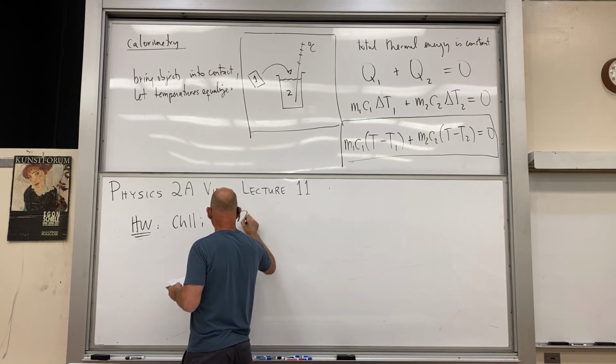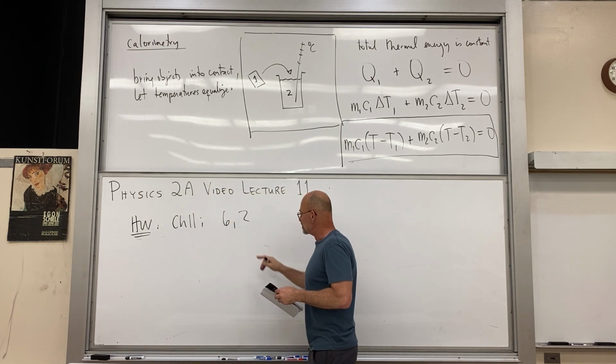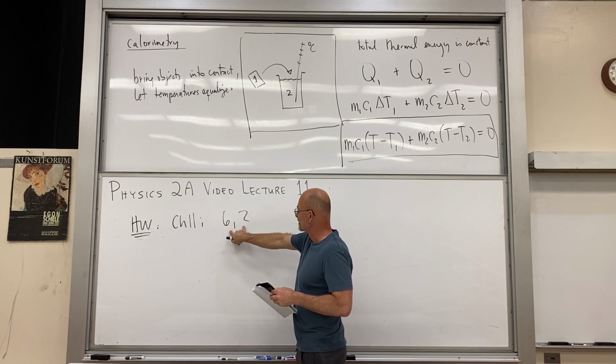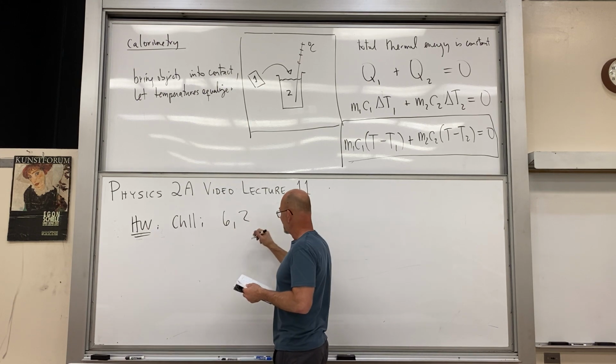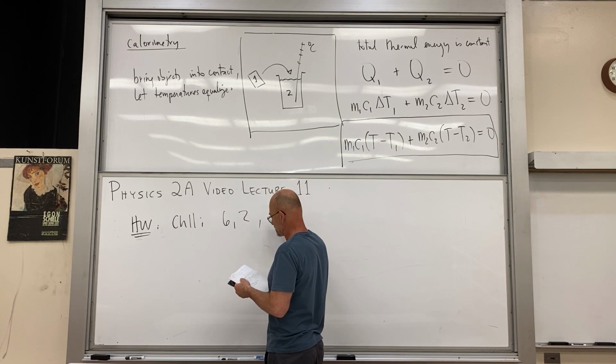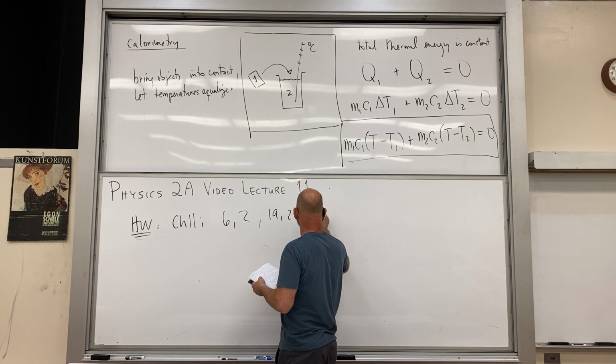There are a couple of problems just with the mechanical equivalent of heat, basically, and then there are some with calorimetry. So 6, 12, 19, 29, and 31.